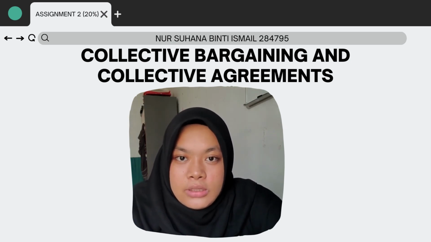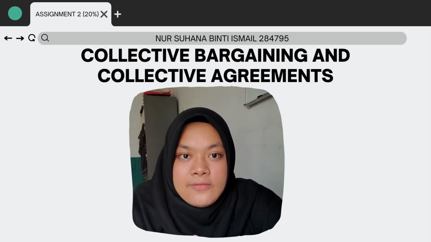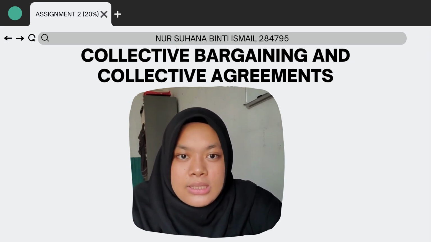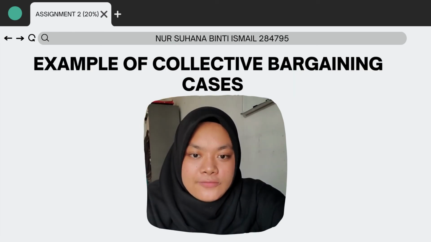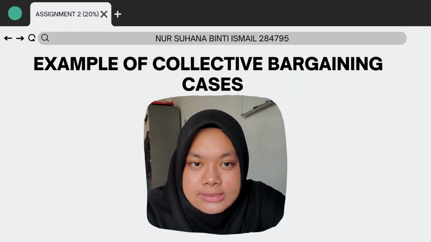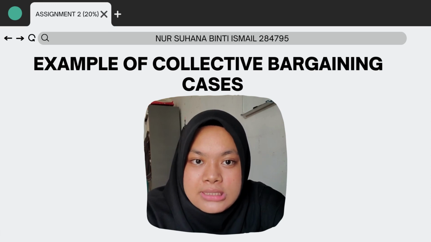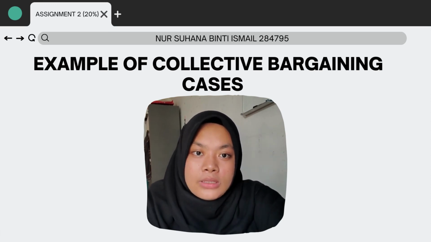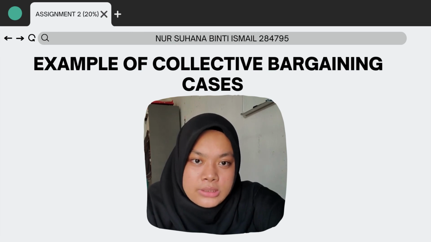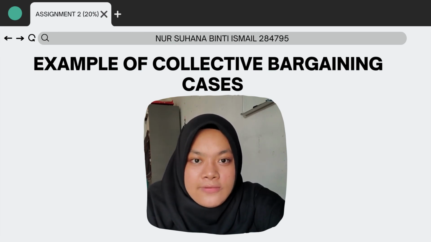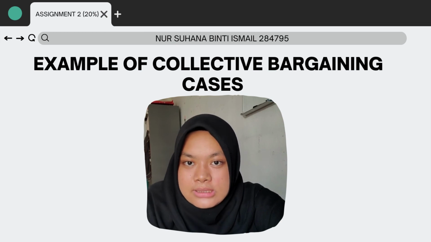Next is the effect of non-compliance of collective agreement. First, trade dispute. Second, picketing. Third, strikes. And fourth, lockout. As for the example of a collective bargaining case, in Section 13, subsection 3 IRA, Dunlop Malaysia Industries Berhad versus DMIB Employees Union, Award 235 of 1986.